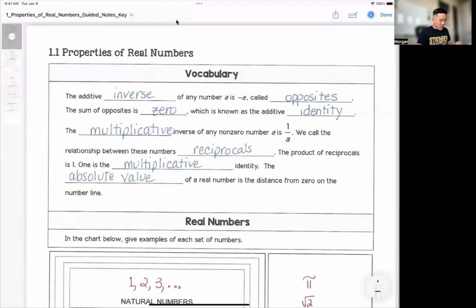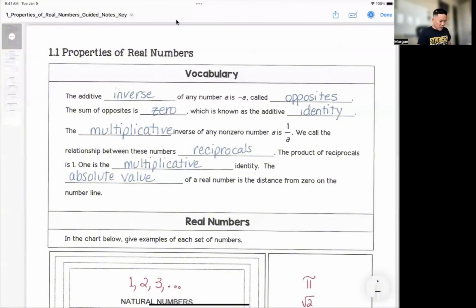The additive inverse of any number a, where a is a variable, is negative a. It's sometimes called an opposite. The sum of the opposite is zero, which is known as the additive identity. So those two things are the same.